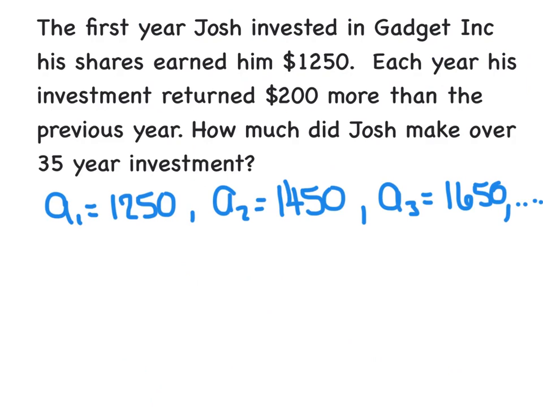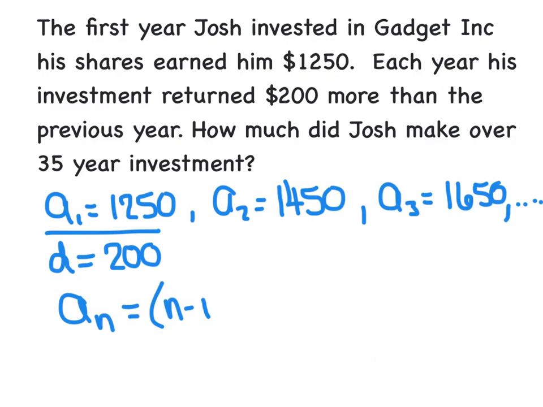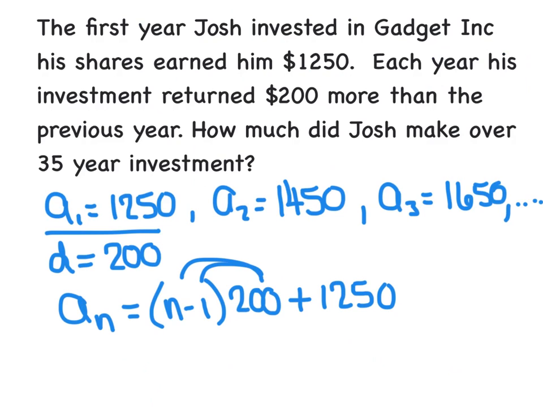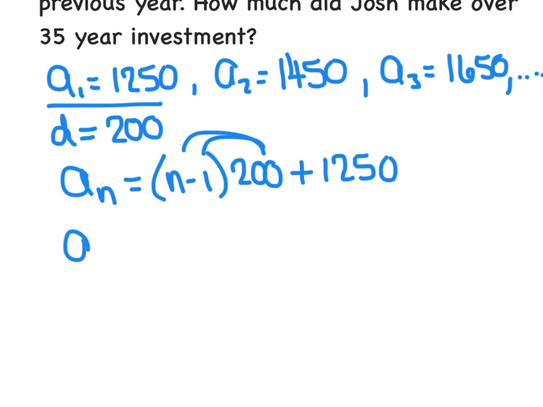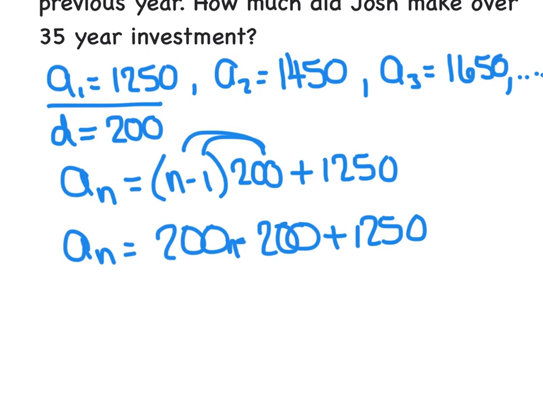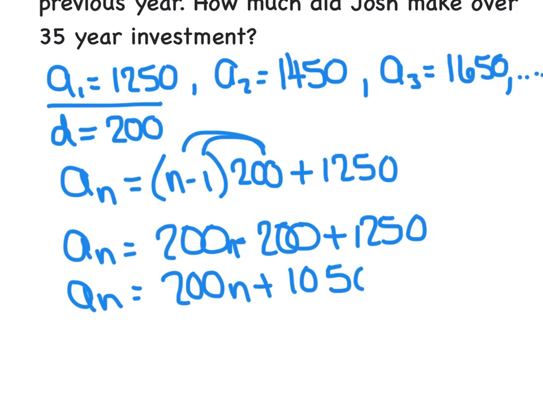So, here's what we got cooking. We know who the first term already is. We know that the common difference is $200. So, I'm thinking explicitly anyway that the nth term is going to be n minus 1 multiplied by 200. Then we're going to add the original term 1250. If we distribute just like we've been doing, we'll know that the nth term is 200n minus 200, plus 1250. And we'll combine like terms to get 200n plus 1050, because this was a negative right there. All right, so here's my nth term.